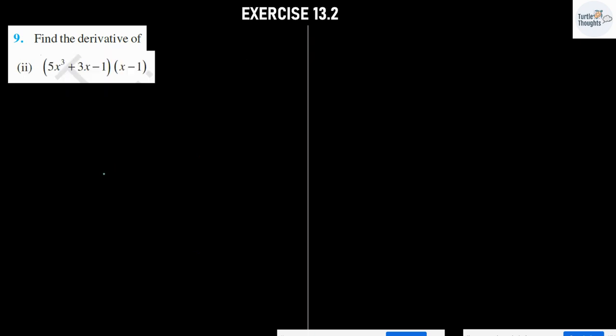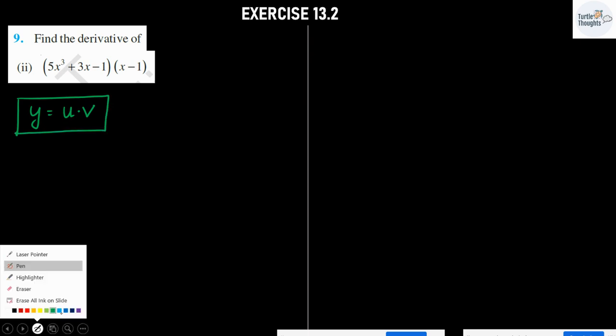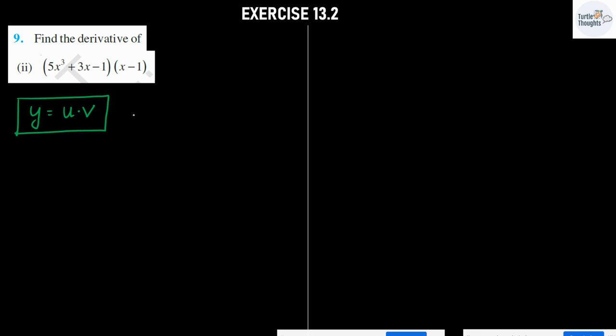The second one, (x cube plus 3x minus 1) multiplied by (x minus 1). Let me take the product rule. I can write this as y is equal to u multiplied by v. If I have any function y is equal to u multiplied by v, then the differential of that function is given by the product rule. dy by dx is going to be equal to u multiplied by v dash plus v multiplied by u dash.